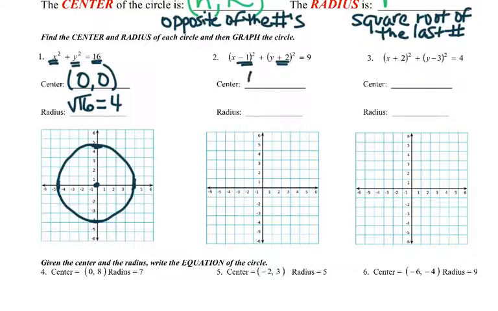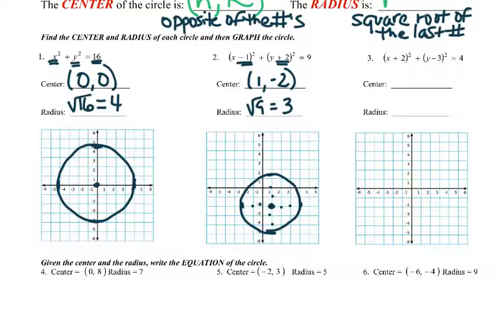In number 2, now we see these numbers. The center is going to be the opposite of those numbers. So it's going to be positive 1, negative 2, that ordered pair. And the radius is the square root of the last number. The square root of 9 is 3. So to graph that circle, I'm going to go to the ordered pair 1, negative 2. And then I'm going to go a distance of 3 in each direction, and connect.